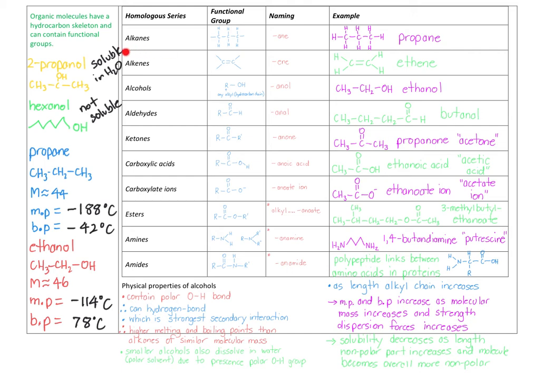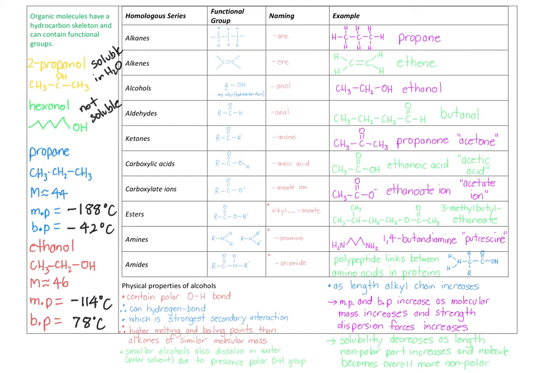The next ones that we need to talk about are alkenes. Alkenes contain a carbon-carbon double bond. We change the ending of the name to ene. This one here, ethene, is an example of that. And we've already talked about alkenes.